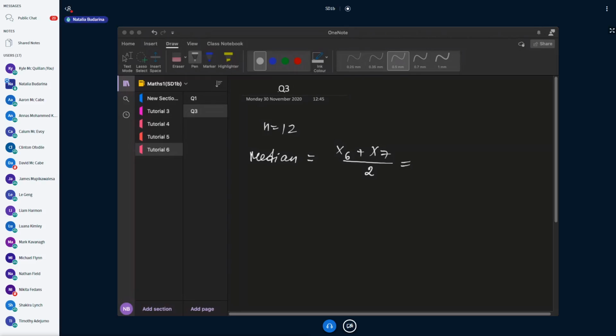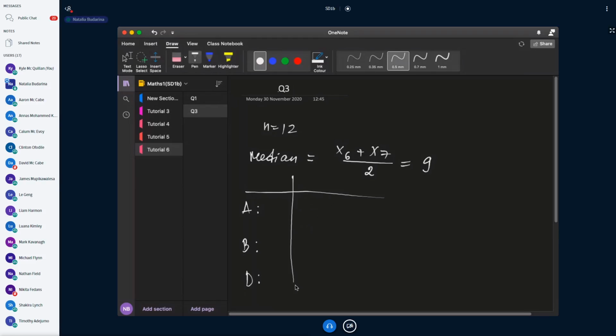Yes, thank you. Median is 9. Very good. So median is 9. Now, please calculate the median for A, B, and D. Find, please, x6 plus x7 over 2 for each sequence, A, B, and D. I would like to find x6 plus x7 over 2 in each sequence.